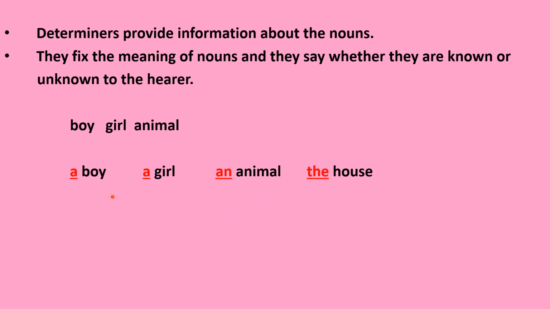So we cannot use the nouns in a totally isolated manner. Very rarely we can use them, but usually we have to fix them with the help of these determiners. So let us see the types of determiners. How many types of determiners are there?